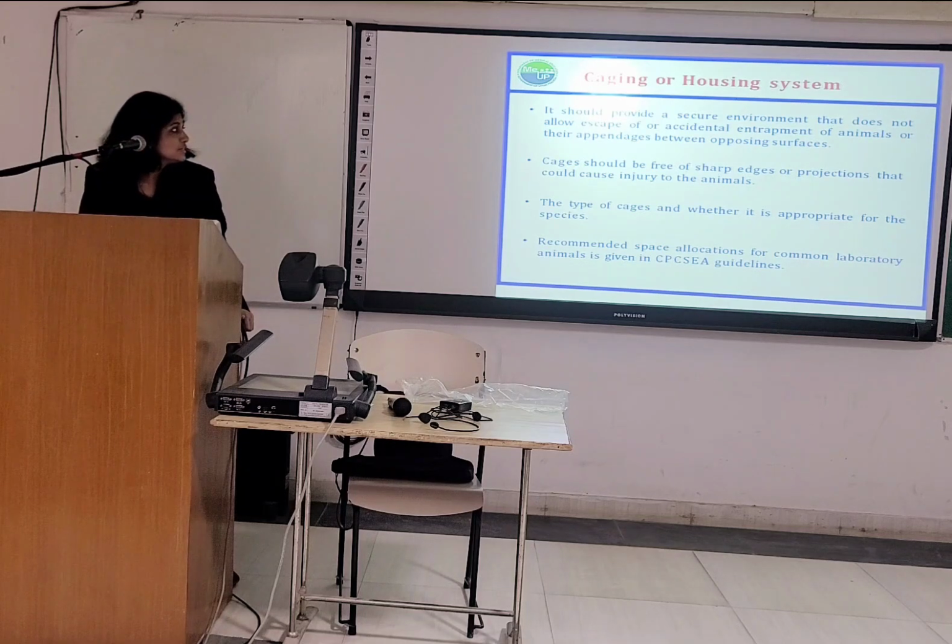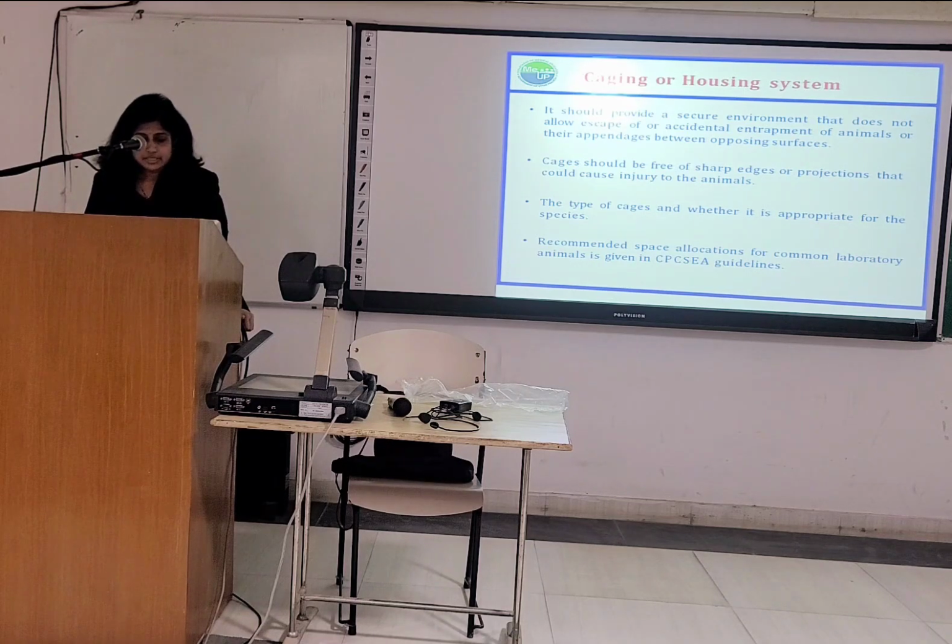Then caging or housing system. It should provide a secure environment that doesn't allow escape of or accidental entrapment of animals or their appendages between opposing surfaces. Cages should be free of sharp edges or projections that could cause injury to the animals. One should know about the type of cages and whether it is appropriate for the species.